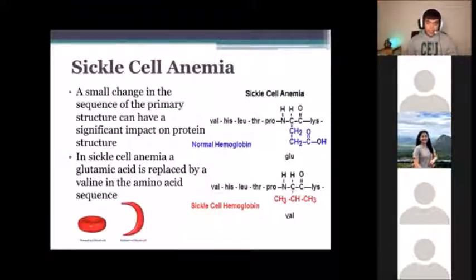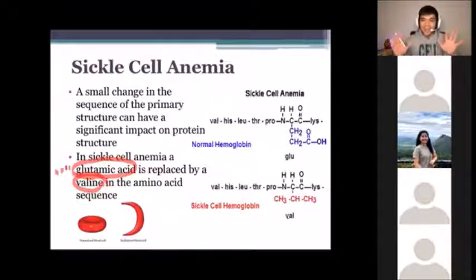Ang sickle cell anemia, sa polypeptide sequence, yung glutamic acid na residue, napalitan ng valine. Okay, napalitan ng valine. So I repeat, ang problem sa sickle cell anemia, yung polypeptide sequence sa hemoglobin, instead of glutamic acid, ang pumalit valine. Nakakasunod pa ba? Okay pa kayo dyan?